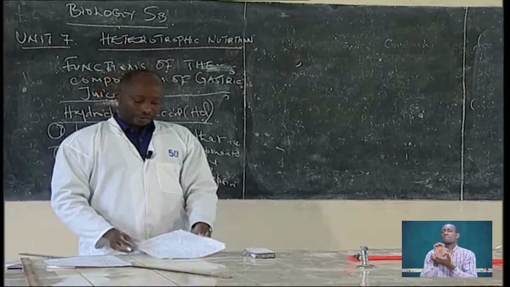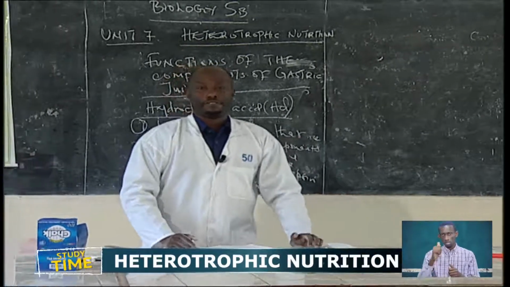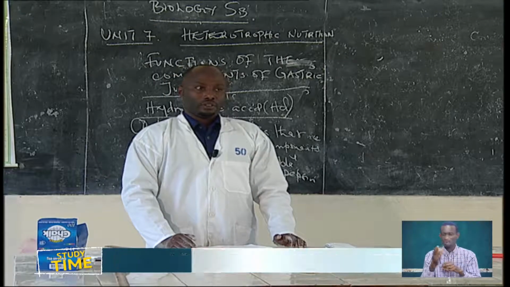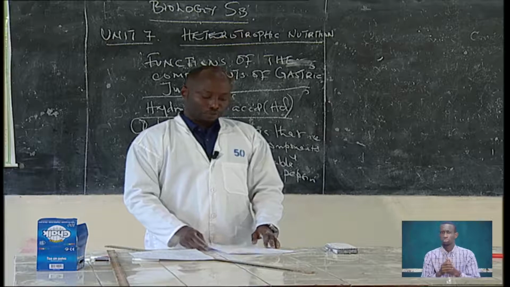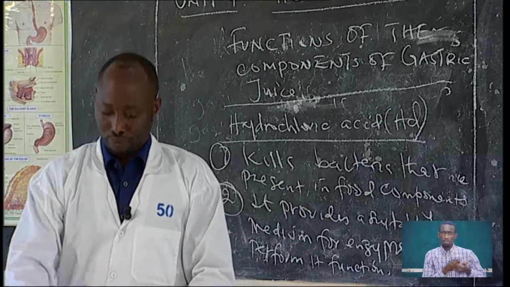Let's talk about renin. Renin is normally found in young infants. If I say young infants, it means it is found in babies, in young mammals. Because most young mammals depend on milk.